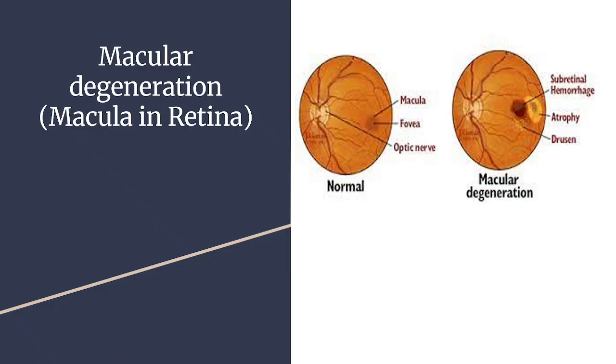Age related macular degeneration is the most common type of macular degeneration. And there can be two types of age-related macular degeneration, that is the dry or atrophic form, and the wet or neurovascular form.